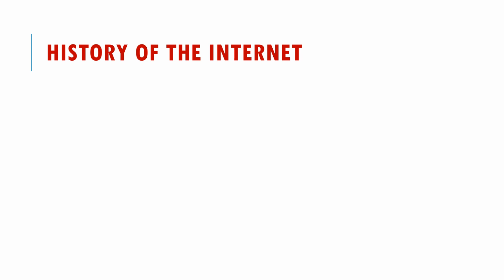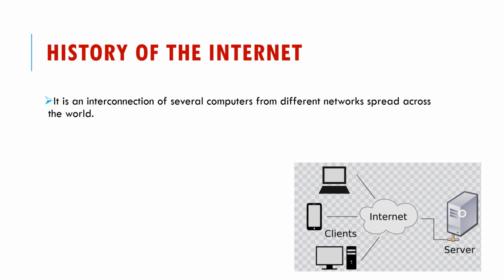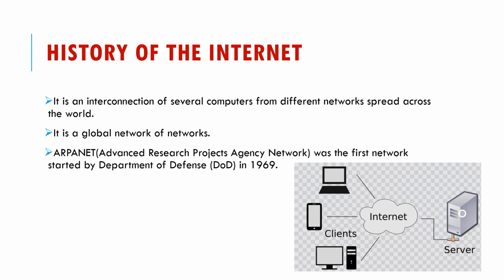Now what is internet? Internet is actually a network of networks where different types of computers are interconnected all over the world via different networks. So you see the example where different types of devices are interconnected. It is a global network of networks. The first internet that was started by the Department of Defense in 1969 was the ARPANET, that is Advanced Research Project Agency Network. From your examination point of view, the definition of internet as well as the abbreviation of ARPANET is very important.